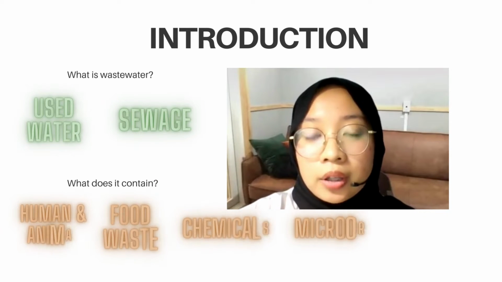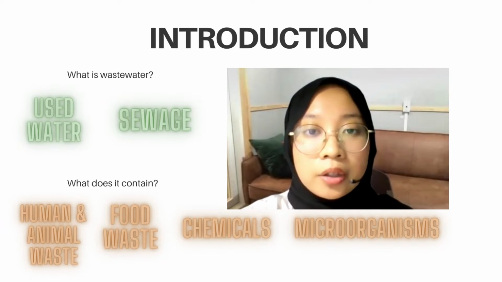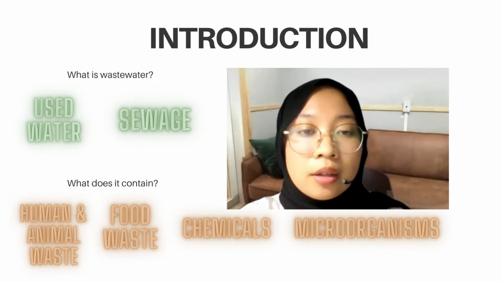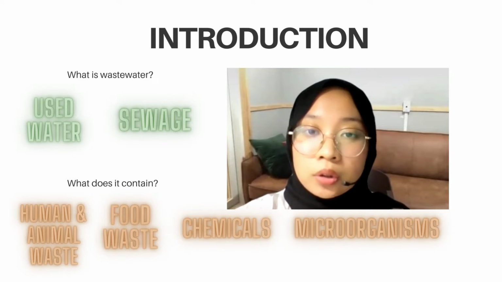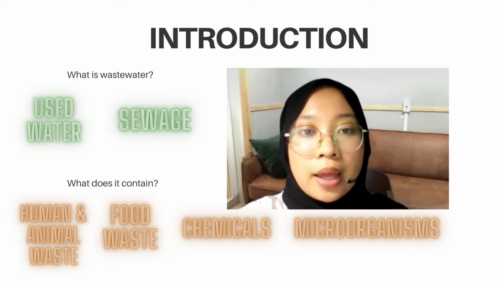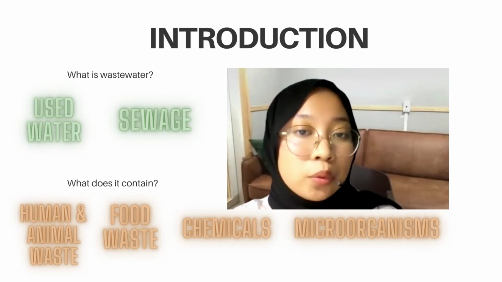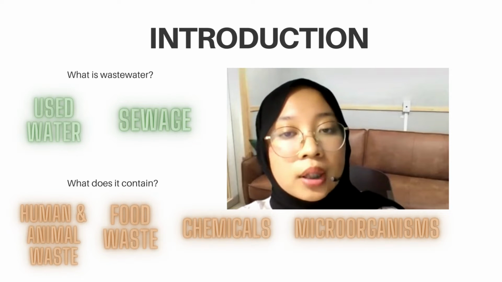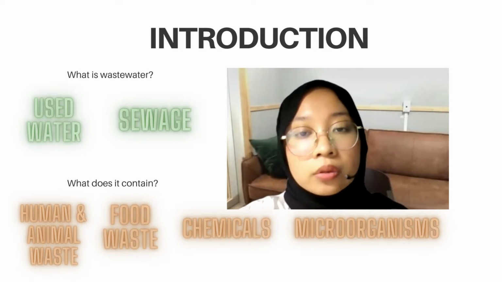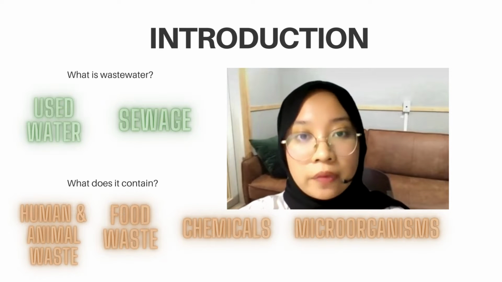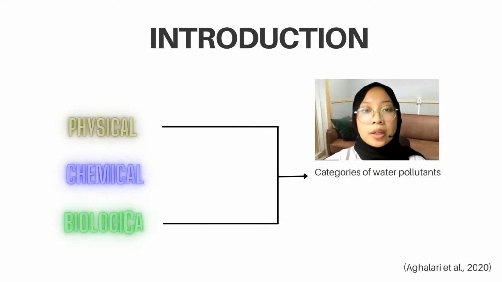Wastewater is the water that contains different types of materials that are known as contaminants or pollutants. Wastewater can be identified as used water, or some refer to the term as sewage. The contaminants in wastewater can be human and animal waste, waste from our food, chemicals such as soap and detergents, and also microorganisms such as pathogens as well as viruses. We may categorize the properties of contaminants either physically, chemically, or biologically. The different categories have specific characteristics that need to be determined in order for a treatment to be effective.